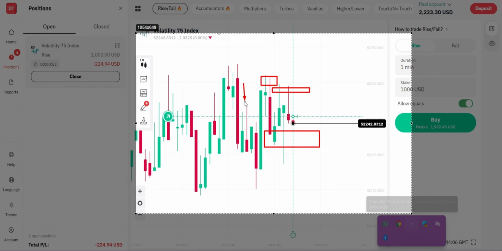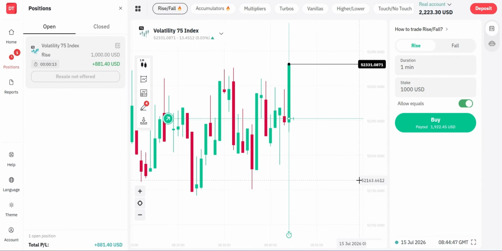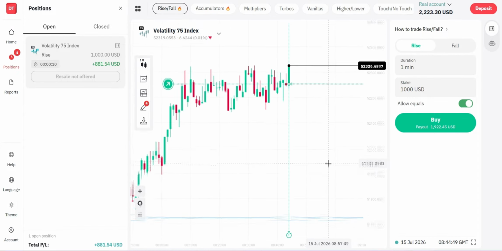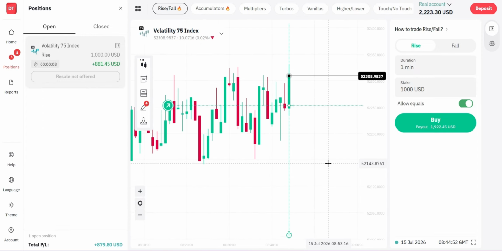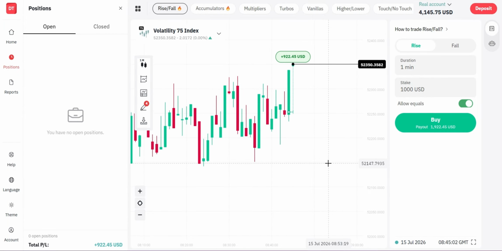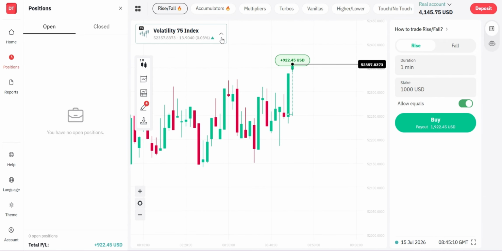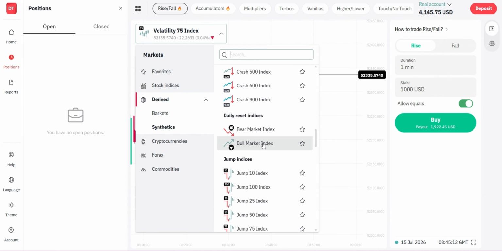And the other thing, after one red candle, I can see the green candle. After one red candle, I can see the green candles. So that's why I placed a higher option here, and you see, boom, it's going aggressively to the upside. So we won this trade, I think. Yes. So you can see this is the first trade, and now our balance is around $4,145.